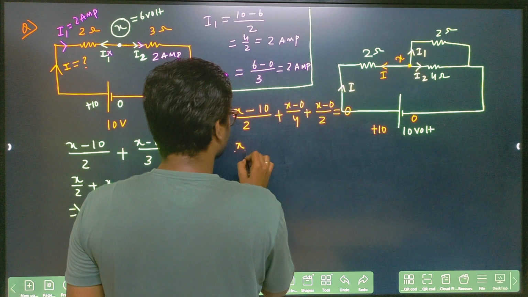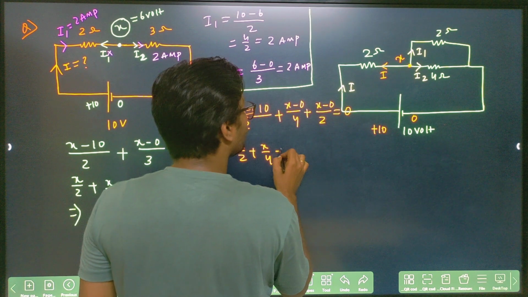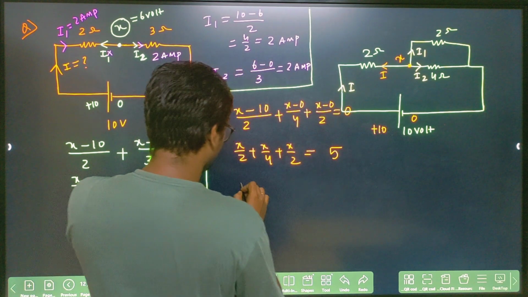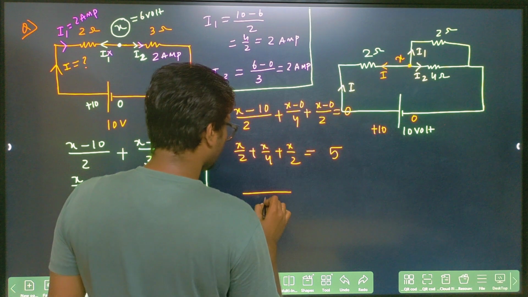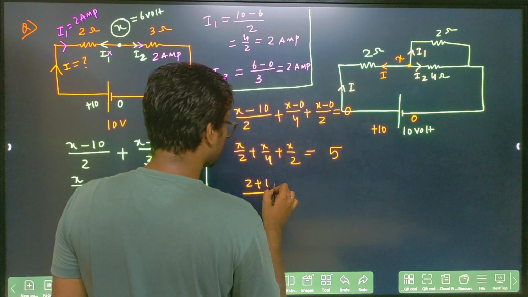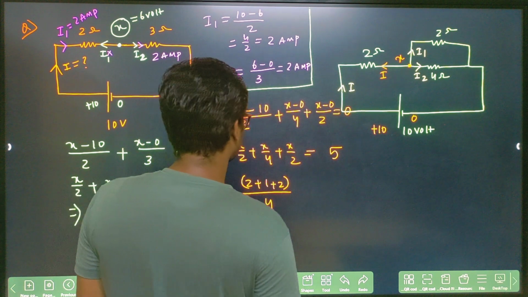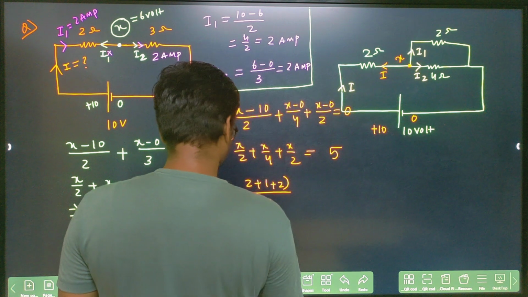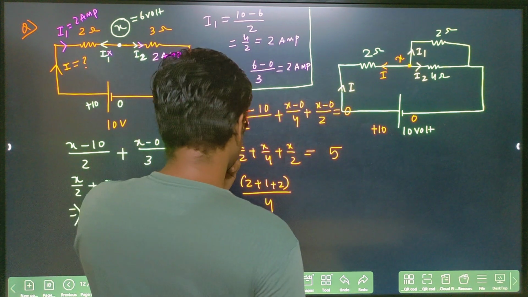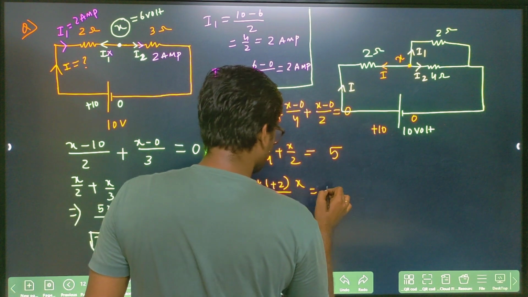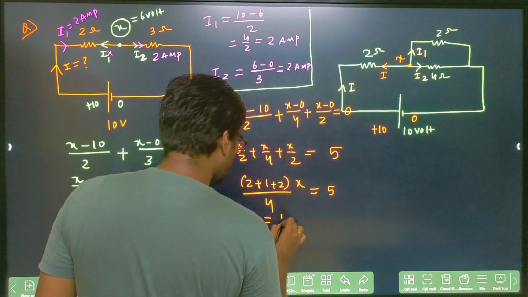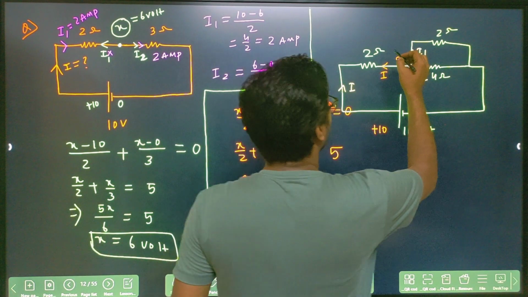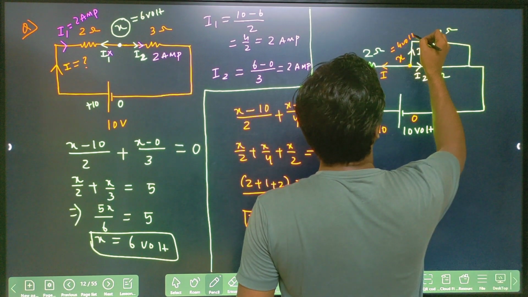Now you can see here this is X by 2 plus X by 4 plus X by 2 is equal to 5. Basically 10 by 2, this will equal 5. So how much is it coming? It will be your 4. This will be 2 plus 1 plus 2. Right? It's X equal to 5. So X equal to how much will you get? 4 volt. So X equal to 4 volt.